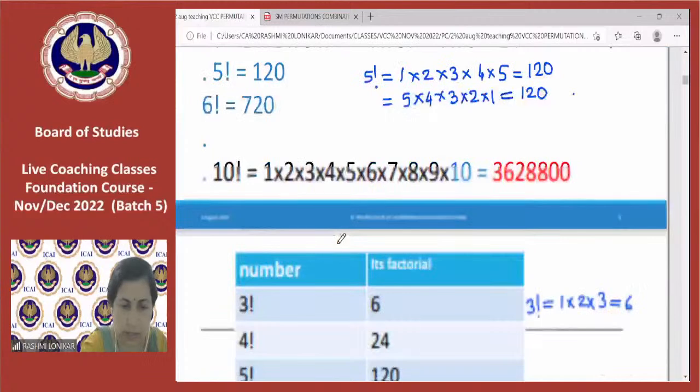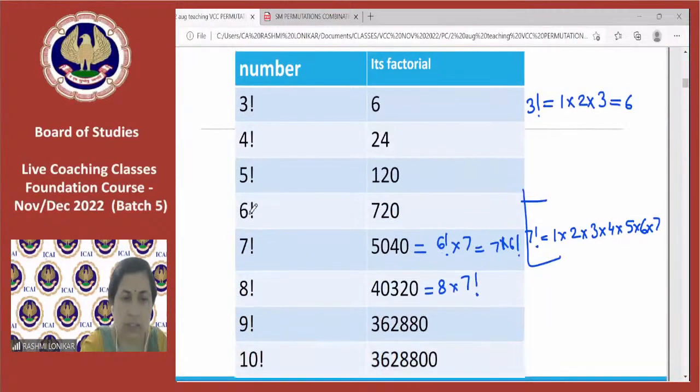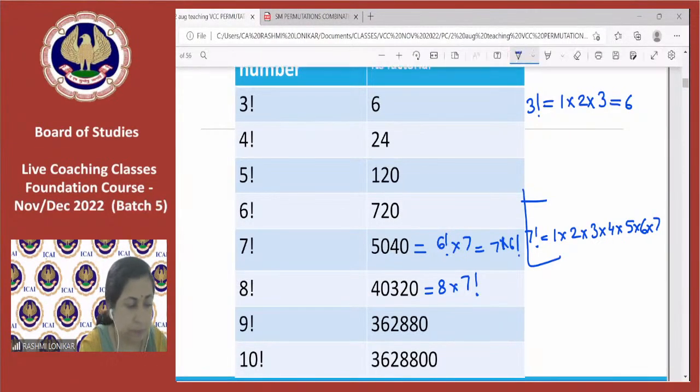So the simple ones that you should know: 3 factorial is 6, 4 factorial is 24, 5 factorial is 120, 6 factorial is 720, 7 factorial is 5040, 8 factorial is 40320 and so on.